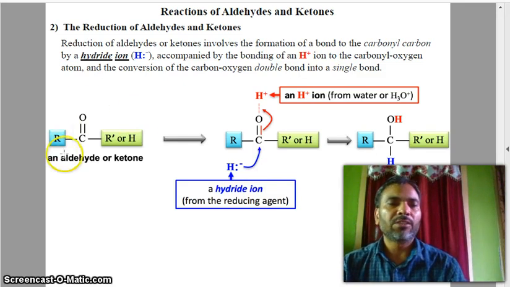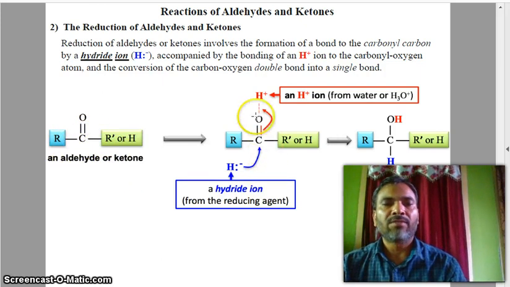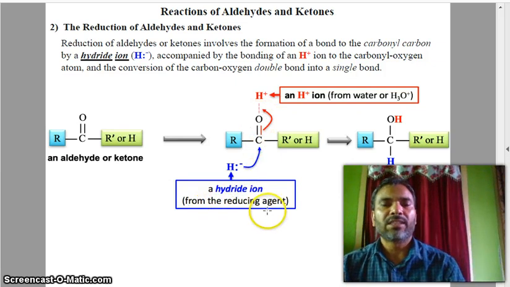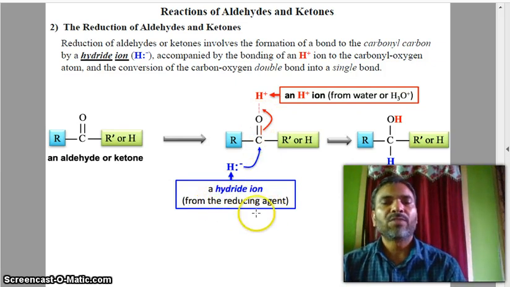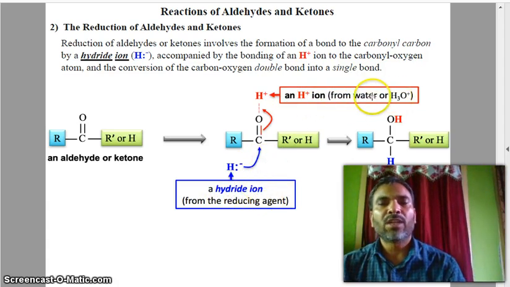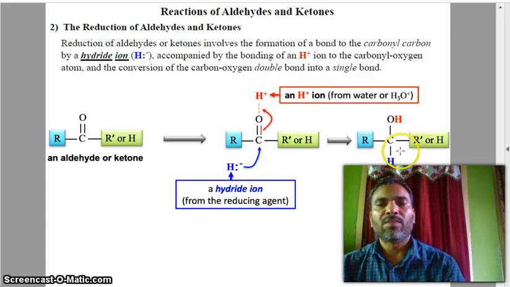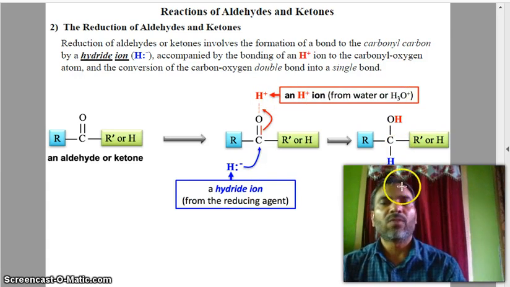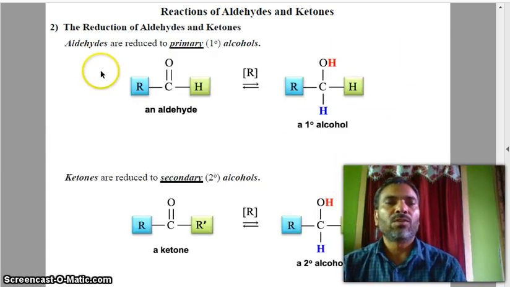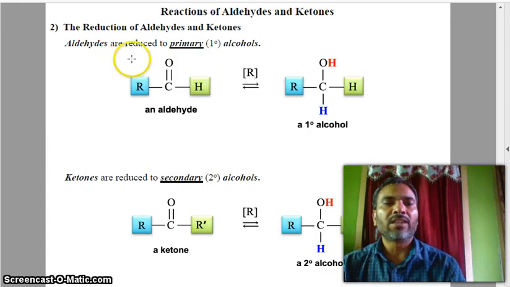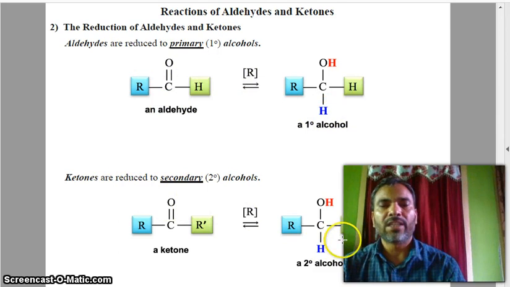Look at this, you can see the RCO, the aldehyde or ketone. You have this hydride ion from a reducing agent, and an H+ ion from water or acid, forming an alcohol. So aldehydes are reduced to primary alcohols and ketones are reduced to secondary alcohols.